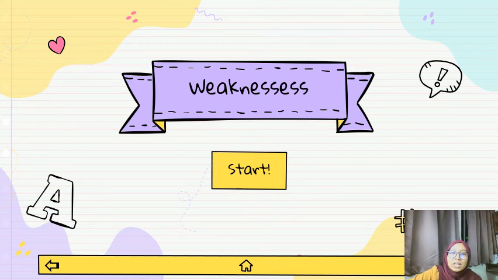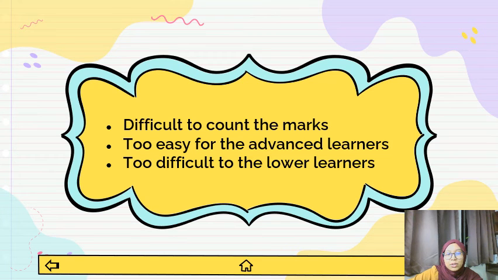Now I will be talking about the weaknesses of my summative assessment. So here they are. I stated here the assessment is difficult to count the marks. Yes, because I allocated 40 marks for the assessment where I need to count. So it is quite hard, and the teachers need to do extra work to count the marks, but it's okay.